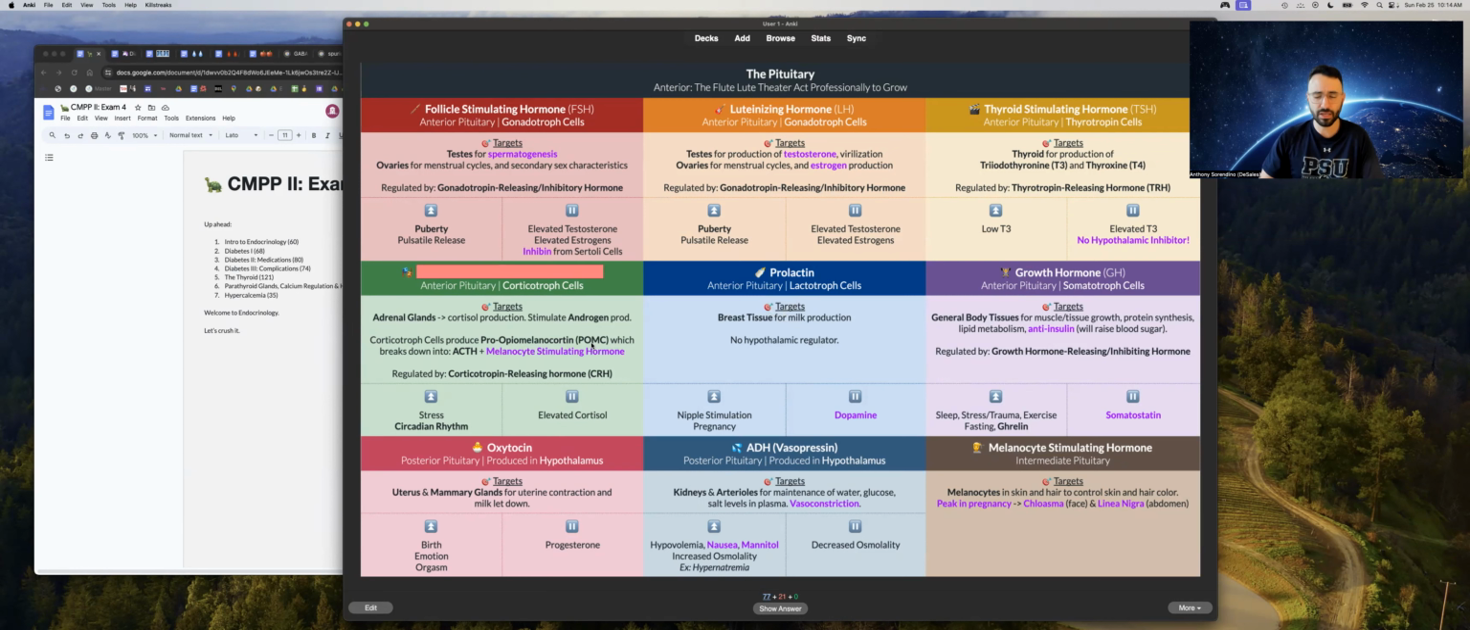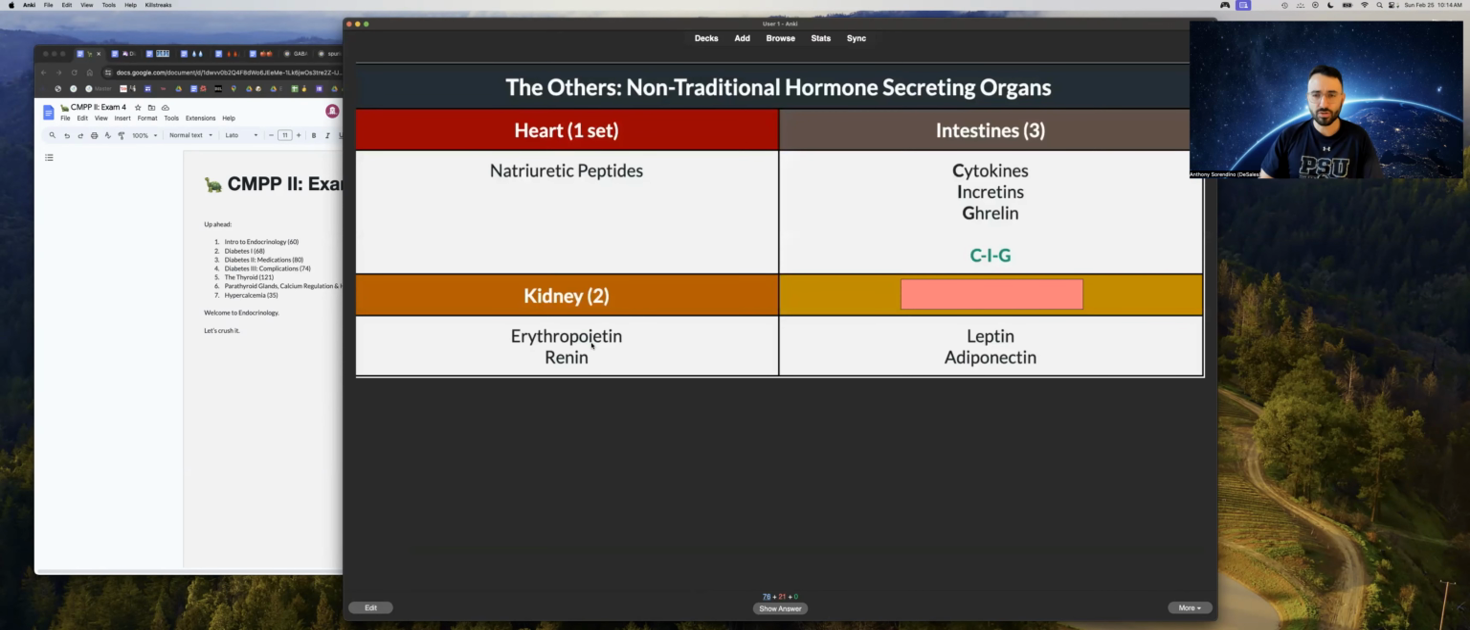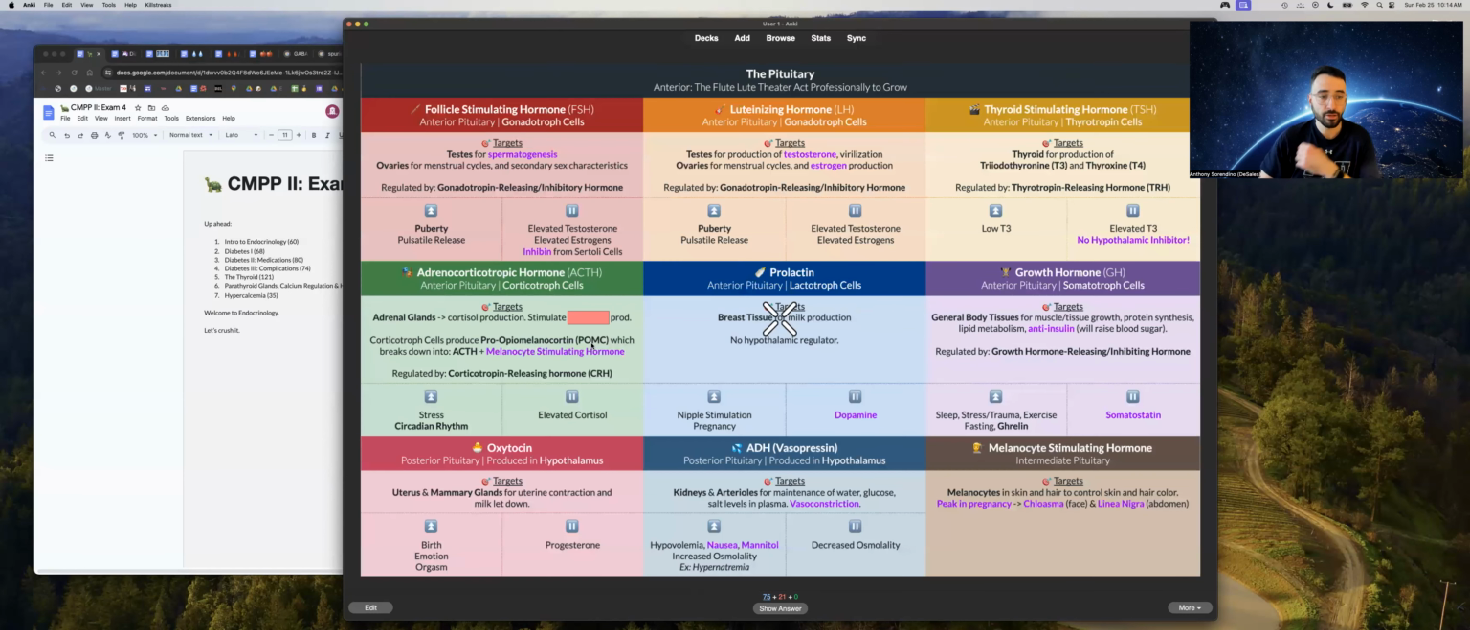This is simply flute theater act. This is ACTH, adrenocorticotropic hormone. So this is one of the non-traditional hormone secreting organs, leptin, adiponectin. Is that what we just learned about in diagnostics? That's going to be adipose tissue. Adrenal glands, cortisol production stimulate what production?